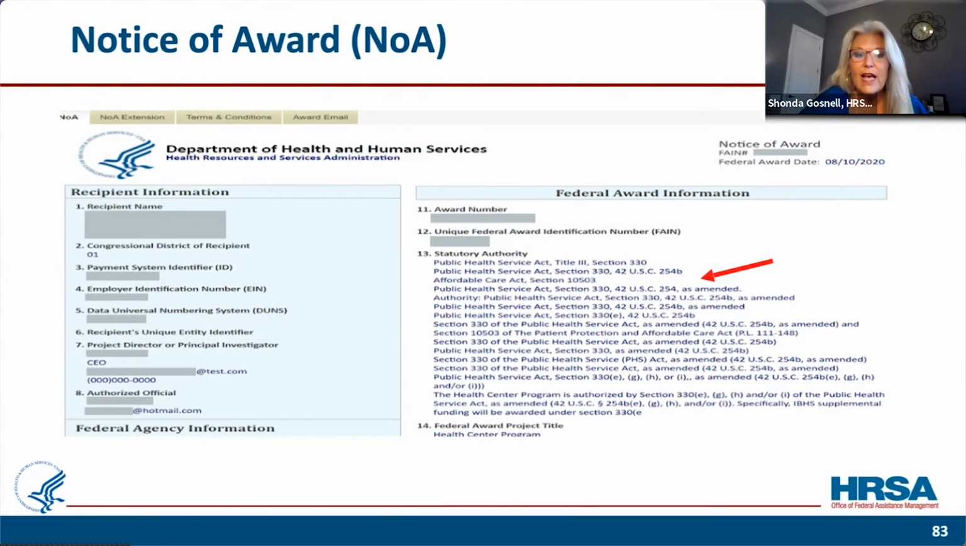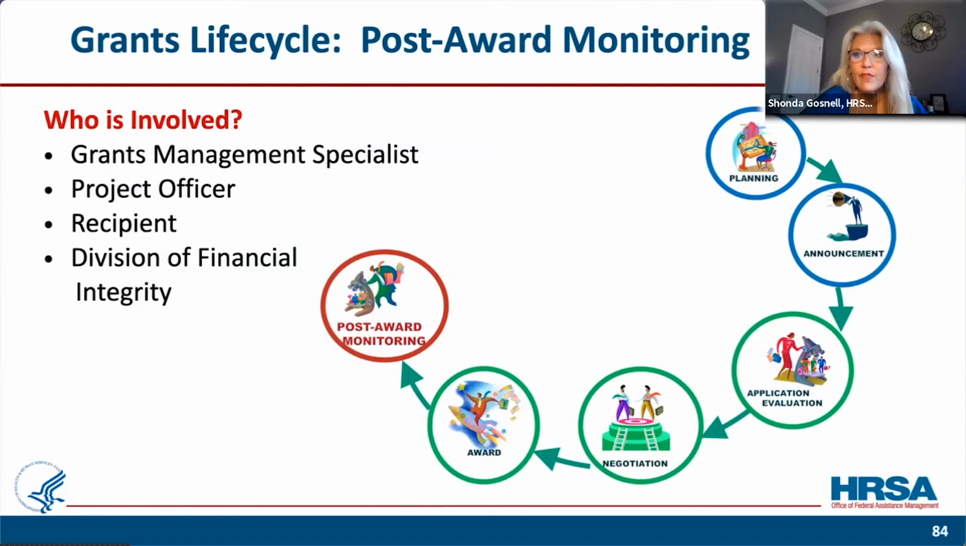The right side has the grant number, the program legislation, which you may notice is identified by the red arrow, the assistance listing number, formerly referred to as the CFDA number, as well as the summary of financial information and the project period start and end dates. That takes us into the post-award and monitoring phase. As you can see, this phase is a shared responsibility with all parties. The grant recipients, the assigned GMS, the assigned PO, as well as the Division of Financial Integrity.